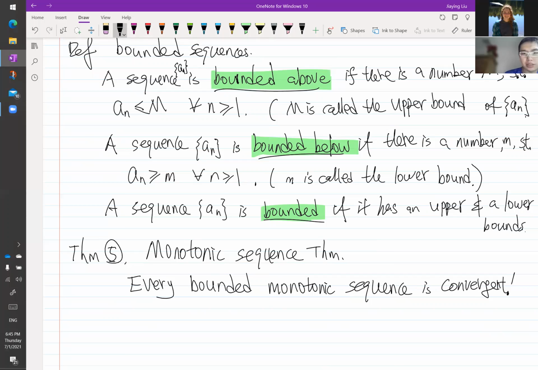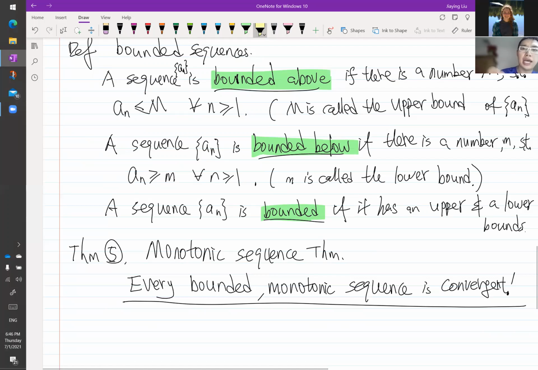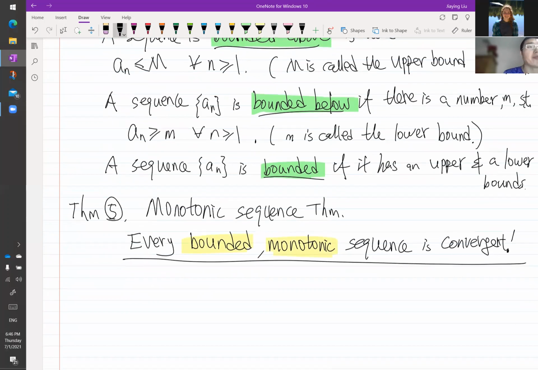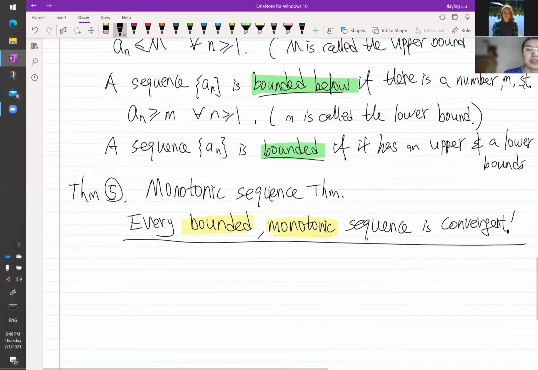So that's the theorem. If you want to show something is convergent, you can check if it's bounded and if it's monotonic; it has to satisfy two conditions. Monotonic means it's always increasing or always decreasing, right? Bounded means the values of the terms don't go above or below a certain number. I'll give you an example. If one of them is missing, then it's not convergent.